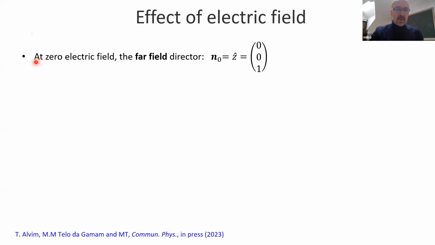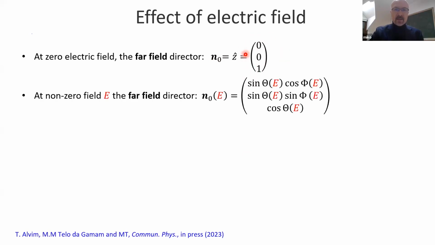So let's start at zero electric field. At zero electric field, the director is pointing vertically along the z direction. When we apply an electric field, this far field director starts changing in response to the electric field. In general, we can represent the far field director by a simple spherical coordinate representation, where we have two angles: the polar angle capital Theta, which depends on the electric field, and the azimuthal angle capital Phi. These 2 angles, capital Theta and capital Phi, would be another 2 collective variables which represent our skyrmion. So this is the far field director.